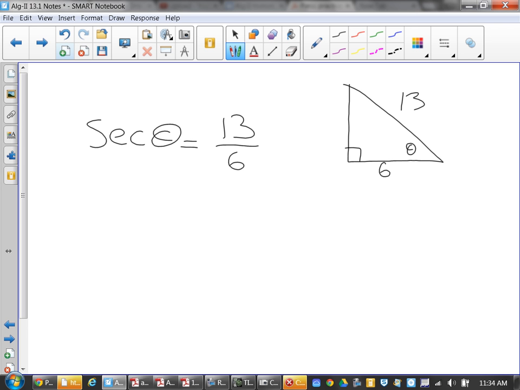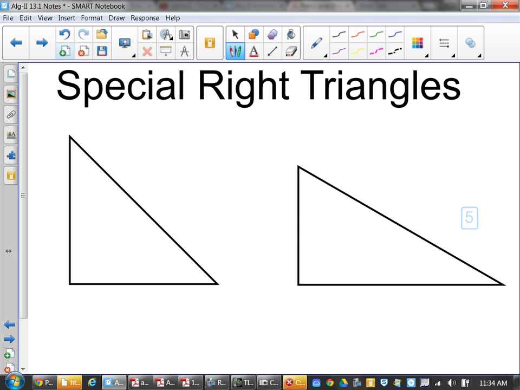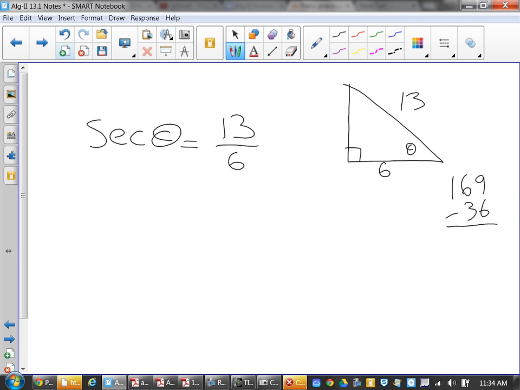And then how do you figure out your opposite? Pythagorean theorem. So what's that? 169 minus 36 is 133. And then you take the square root of that. Do you guys remember how to simplify square roots with your calculator? Because you have to have simplified radical form. There are no decimals.